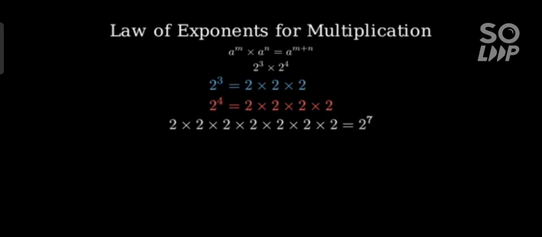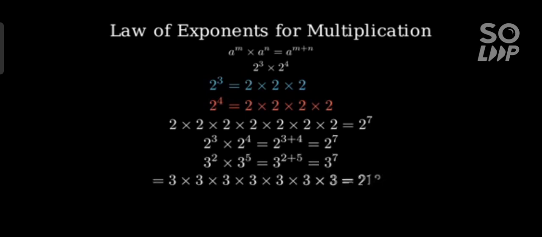Consider 2 powers of 2. 2 cubed times 2 to the 4th power. Let's expand this to see why the law works. When we multiply these together, we're actually multiplying 7 2's together. This gives us 2 to the 7th power, which is exactly what we get by adding the exponents 3 plus 4.